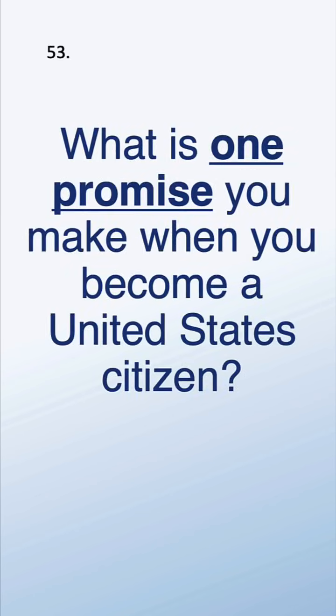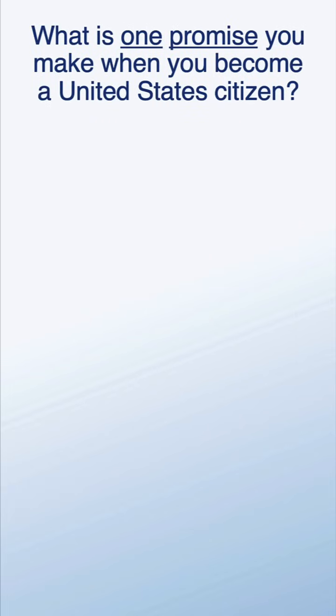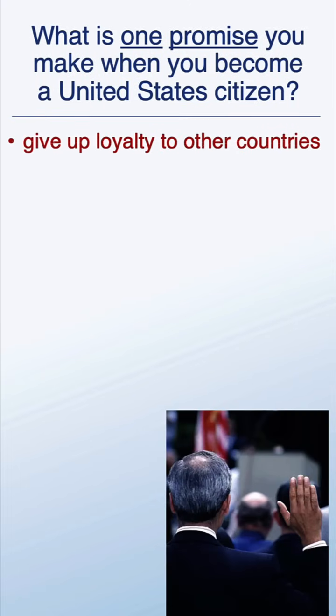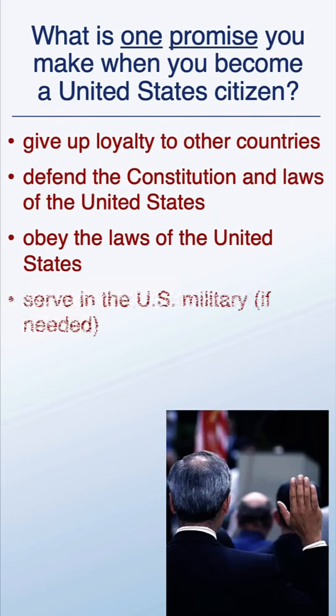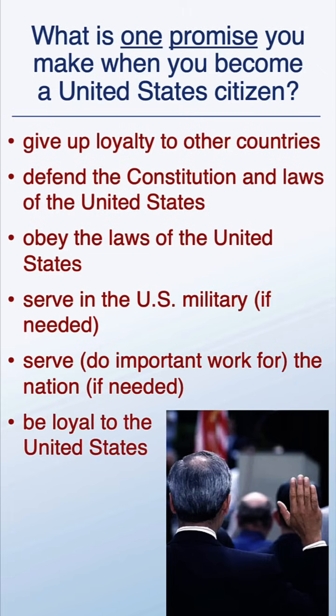What is one promise you make when you become a United States citizen? To give up loyalty to other countries, to defend the Constitution and laws of the United States, to obey the laws of the United States, to serve in the U.S. military if needed, to serve the nation if needed, and to be loyal to the United States. These are the promises you make when you become a United States citizen.